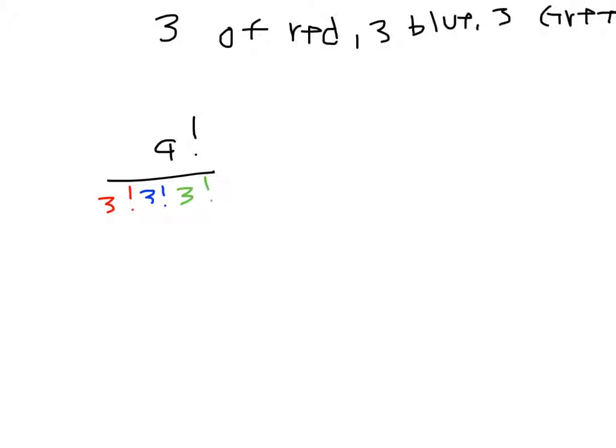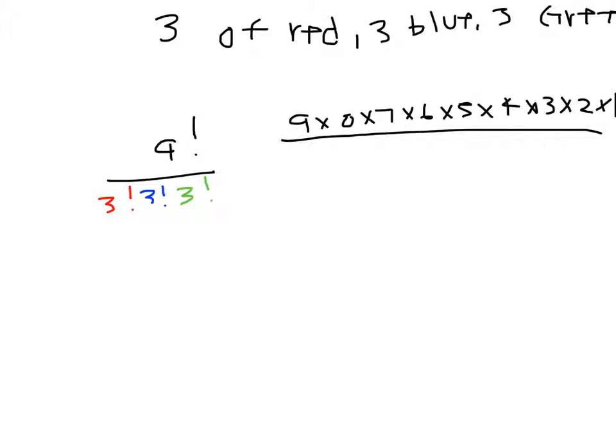So you then would get 9 times 8 times 7 times 6 times 5 times 4 times 3 times 2 times 1 all over 3 times 2 times 1 for this one. So we got this one taken care of. Then we'll have 3 times 2 times 1 for this. And then we'd have 3 times 2 times 1 again for the green marbles.